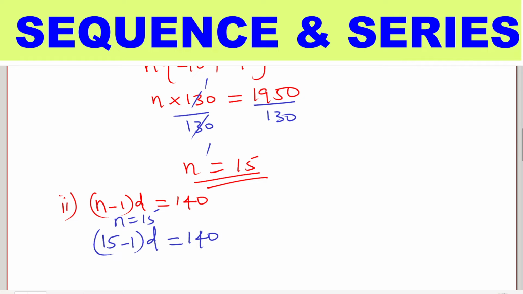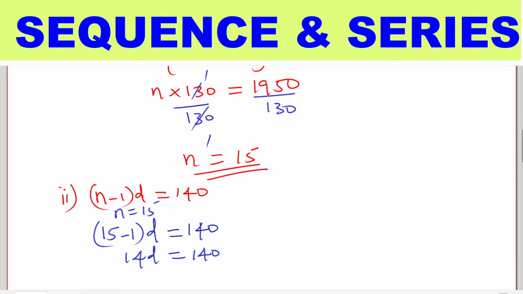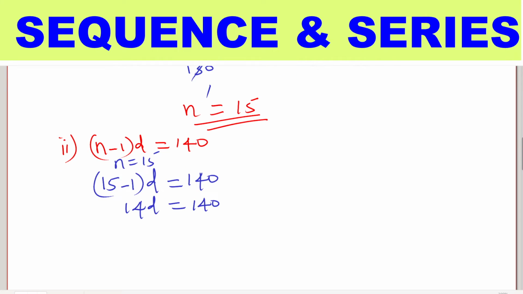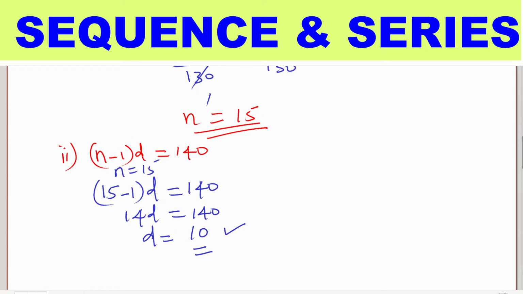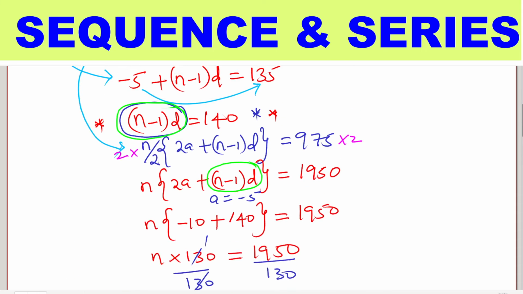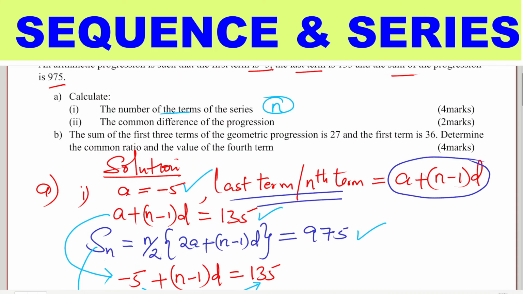To be as simple as this. So this will give 14d is equal to 140. And therefore, d is equal to, divide both sides by 14, you get the common difference is 10. So we are done with that part A. Now let's go to part B.